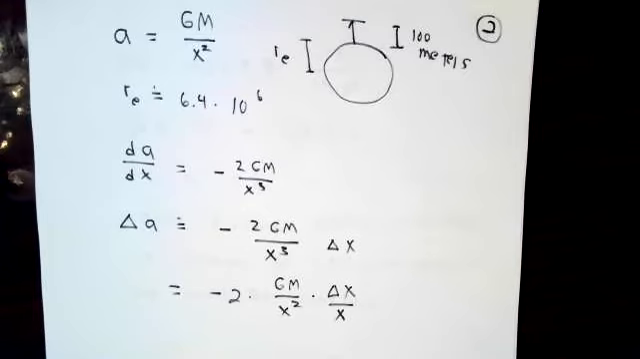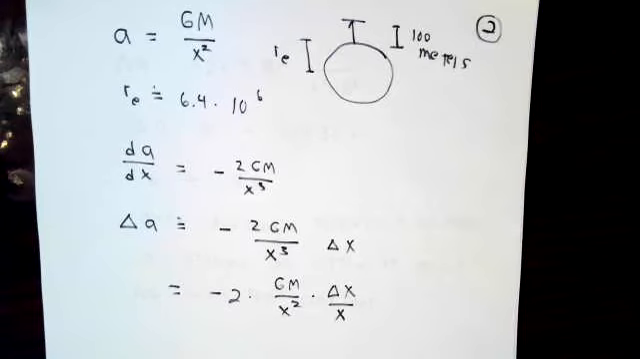The acceleration due to gravity is Newton's constant times the mass of the Earth divided by the square of the distance to the center of the Earth. When we're on the surface, we're about 6.4 million meters from the center of the Earth. I'm going to estimate how much this acceleration changes as I change the x by looking at its derivative.